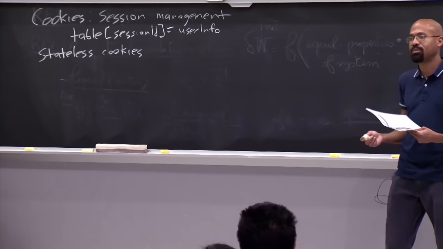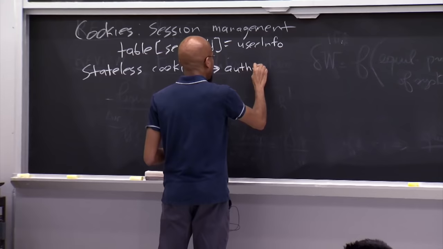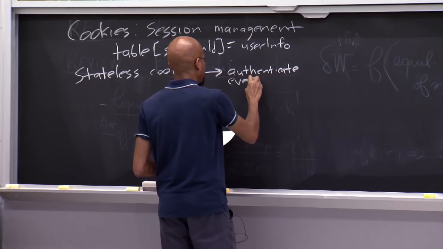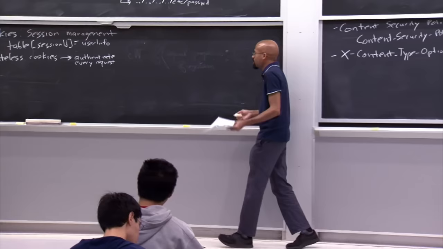The basic idea is that if you want to go stateless, then this essentially means you have to authenticate every request. Because the nice thing about cookies is that they basically follow you wherever you go. You authenticate once, and then every subsequent request you make has this little token in it. But if you want to get rid of those, then you essentially have to have some proof of your authority in every request that you make.